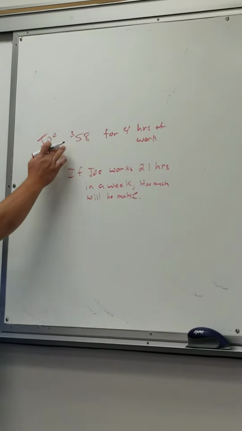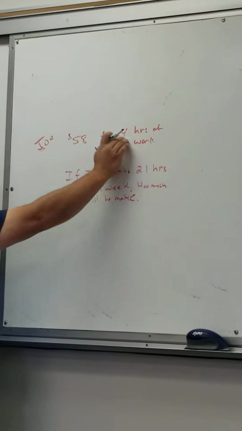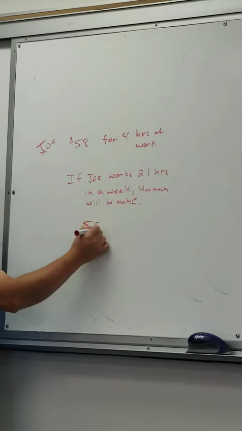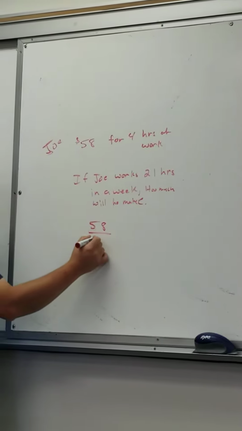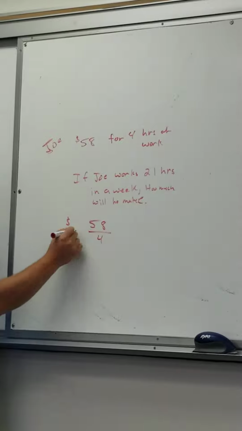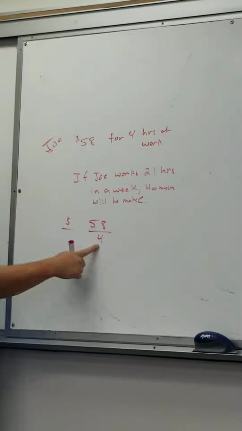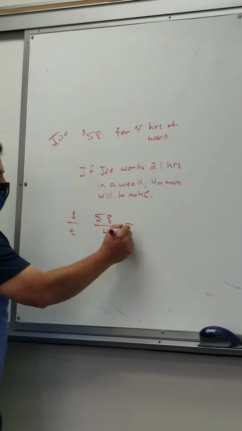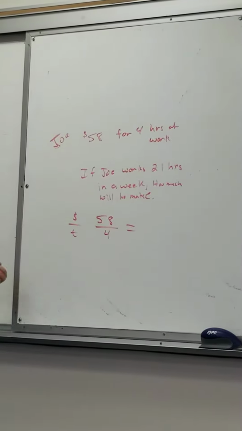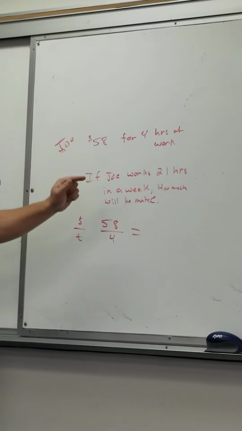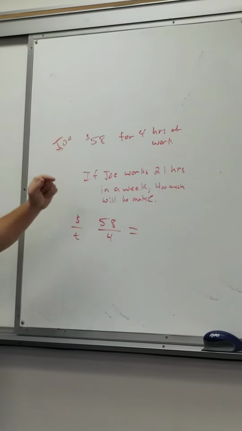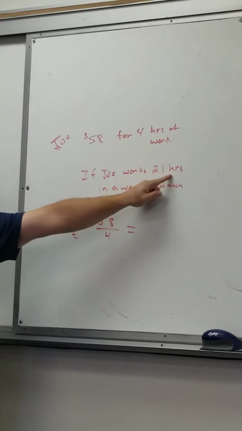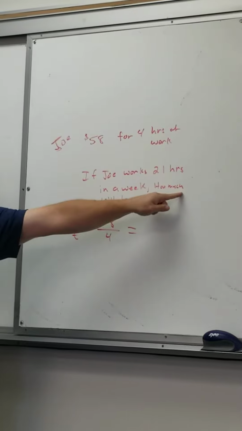So, Kaylee, what's the ratio I'd write if I'm making $58 for 4 hours of work? Would you do 58 over 4? Exactly. What does the 58 represent? Price. Dollars. And what does the 4 represent? Time. Okay, so this is dollars over time. I just set it equal to whatever I want to know. Do I know the hours or do I know the amount of money I'm going to make? What do I know? Joe is going to work 21 what? You know time.